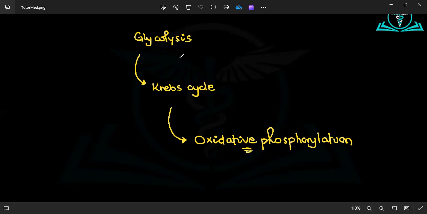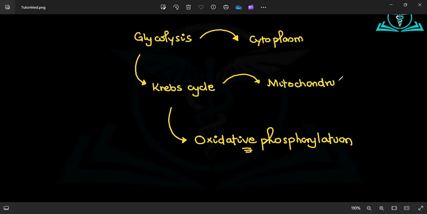So these are the steps, okay? The first step is the glycolysis. Where in the cell does glycolysis take place? In the cytoplasm. Where does the Krebs cycle take place? Mitochondria. How about oxidative phosphorylation? Also mitochondria. So remember that the mitochondrion is the powerhouse of the cell.